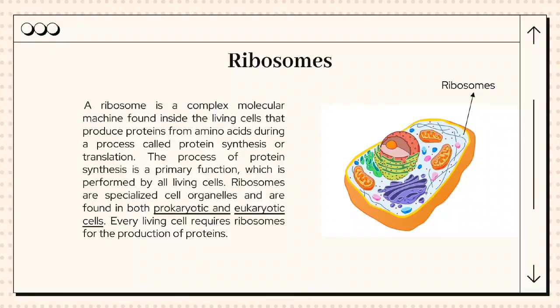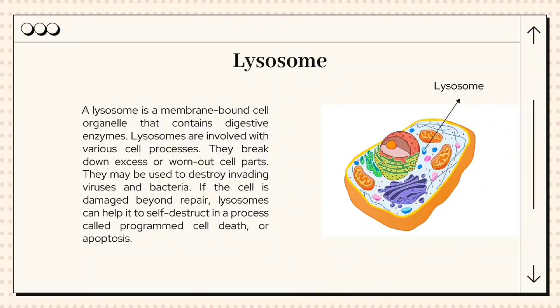Every living cell requires ribosomes for the production of proteins. A lysosome is a membrane-bound cell organelle that contains digestive enzymes. Lysosomes are involved with various cell processes. They break down excess or worn-out cell parts. They may be used to destroy invading viruses and bacteria. If the cell is damaged beyond repair, lysosomes can help it to self-destruct in a process called programmed cell death or apoptosis.